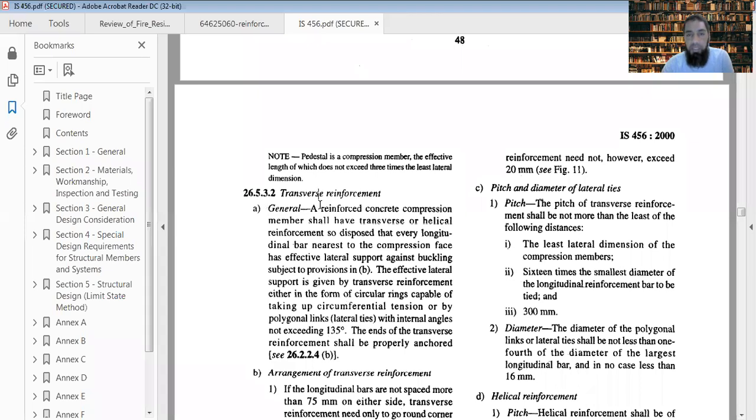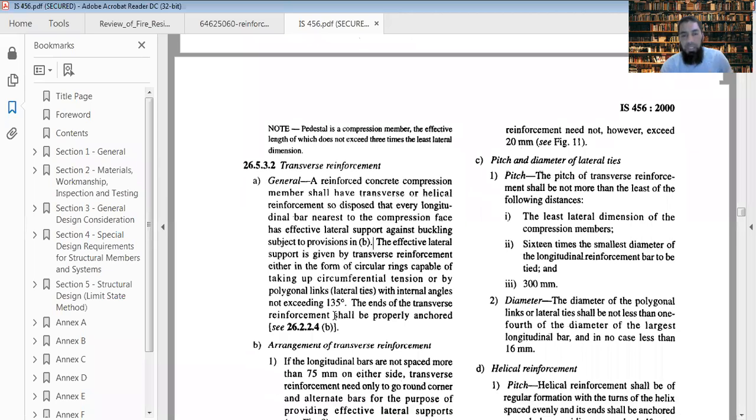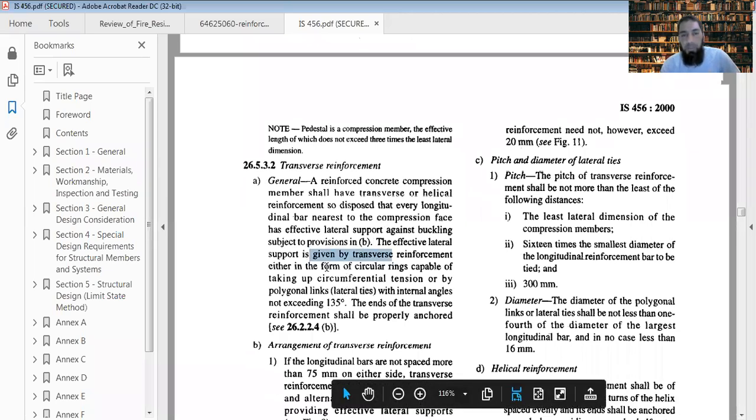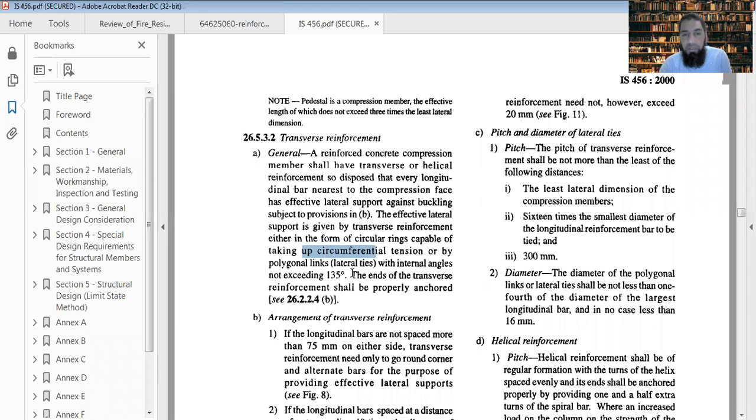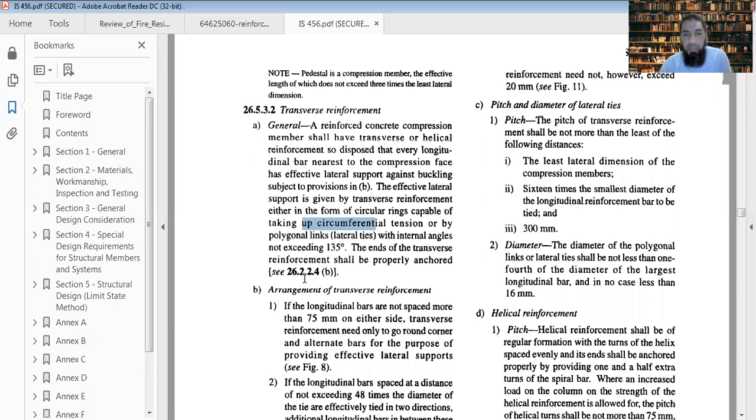Now, how do we provide the transverse reinforcement? A reinforced concrete compression member shall have transverse or helical reinforcement so disposed that every longitudinal bar nearest to the compression face has effective lateral support against buckling, subject to provisions in B, which are provided next. The effective lateral support is given by transverse reinforcement, either in the form of circular rings capable of taking circumferential tension, or by polygonal links, lateral ties with internal angles not exceeding 135 degrees. The ends of the transverse reinforcement shall be properly anchored, clause 26.2.2.4 B.